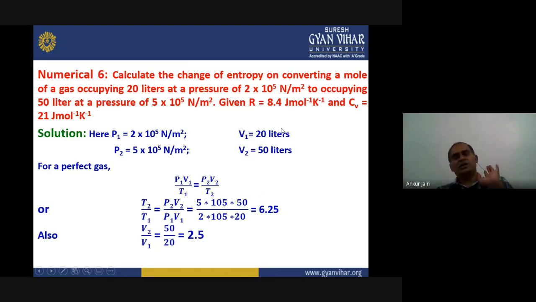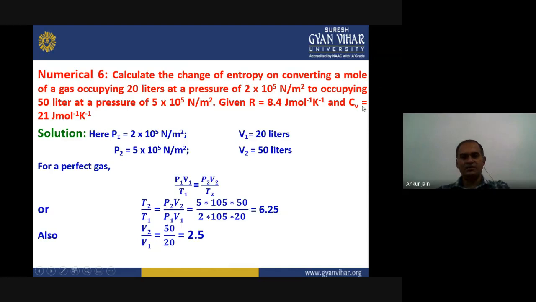Now we know for a perfect gas, what is the formula? PV equals RT. If we put it, PV upon T equals a constant. So for two different states, we can write P1 V1 upon T1 equals P2 V2 upon T2. From here, we can calculate the ratio T2 upon T1, which equals P2 V2 upon P1 V1, and that will give 6.25. Also, we can get the value of V2 upon V1, that is 50 upon 20, and we get the answer 2.5.